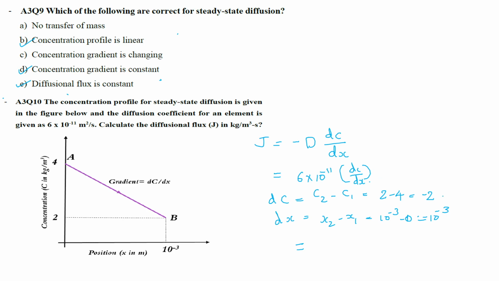Two into 10 to the power minus 8. What will be the dimension? Kg per meter square second. Here the units are all perfect. See, the concentration unit is also kilogram per meter cube, and position is also in meters. So you just have to do the mathematical part. That's it. The unit will come automatically.